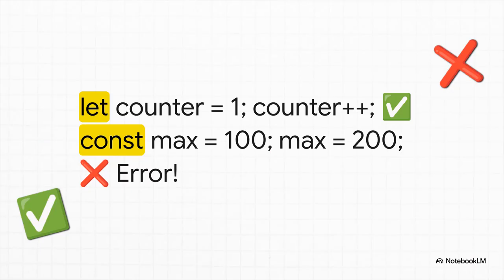Let's see this in action, because it makes it really obvious. With let, we can create a counter, and then later we can add to it. No problem at all. Works perfectly. But look what happens with const. The second we try to change that max value, bam! JavaScript throws an error. And that's a good thing. It's the computer helping you enforce your own rules.